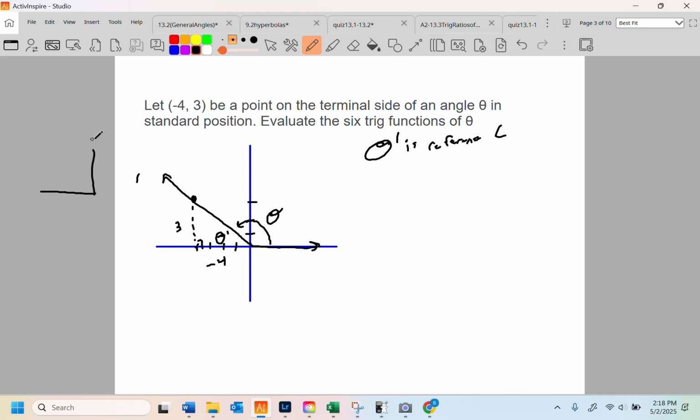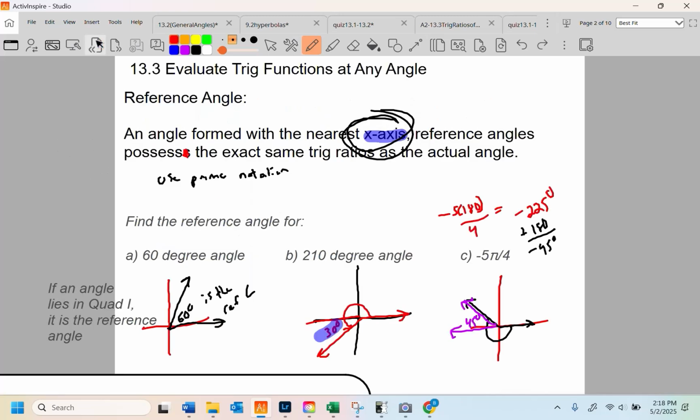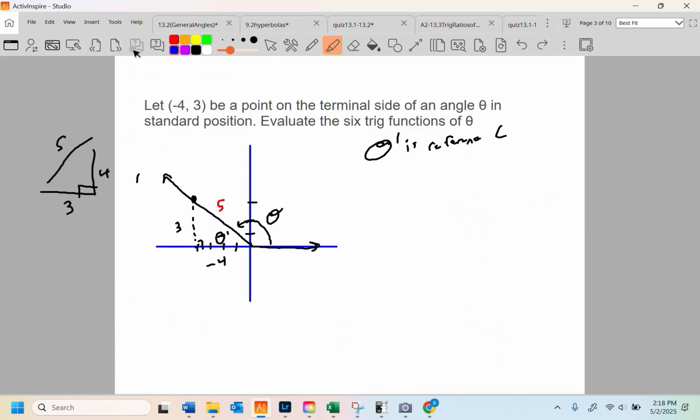Now, every single kid is supposed to have memorized the 3, 4, 5 right pattern. That is a 3, 4, 5 right triangle. Evaluate the 6 trig functions of theta, and we're going to do that by using theta prime because what does our note say? Reference angles possess the exact same trig ratios as the actual angle. All right, so let's go through them here. We have the sine of theta, and that's going to be opposite over hypotenuse. This is my opposite, 3. 5 is my hypotenuse, it's 3/5.